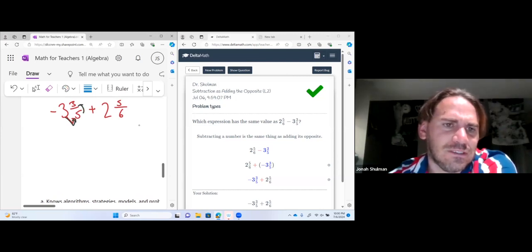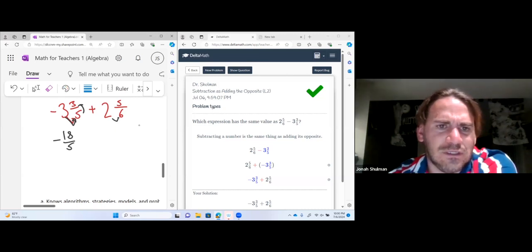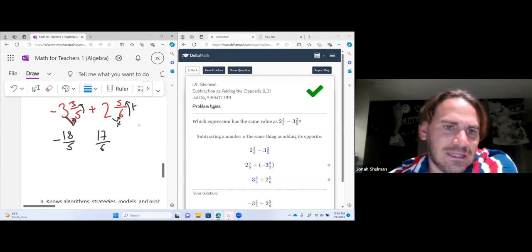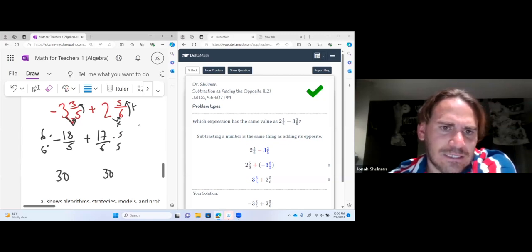-15 plus 3 is -18/5. This is going to be 12 plus 5, so it's times, then add, is 17/6. We have to make the same denominator, so I've got to times this by 6, times this by 5. So there's 30s on the bottoms. 18 times 6. Well, that's 48. Carry the 4. 6 times 1 is 6 plus 4 is 10. So 108.